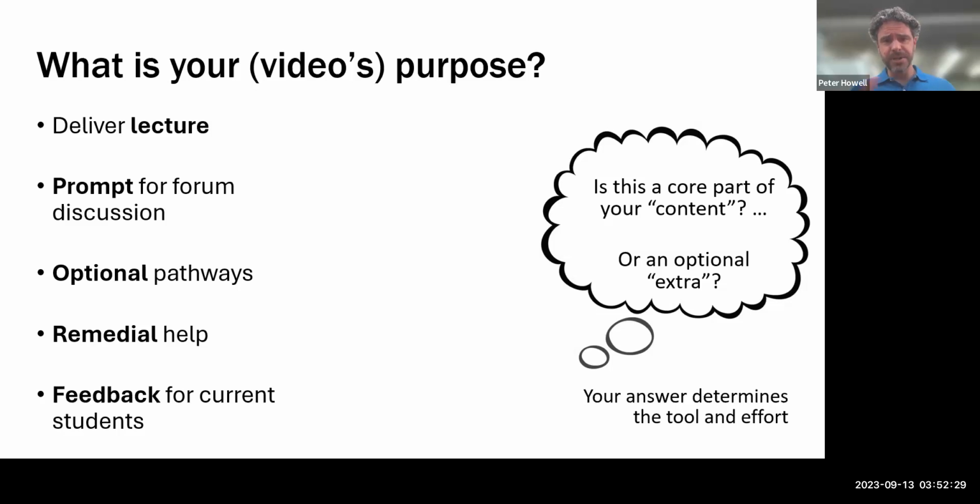So the answer to this question affects a lot. It affects your production values, like how much time you want to spend making it perfect. And it affects if you're legally required to do captions and do the full accessibility compliance. So if it's a required material, then it needs to have good, perfect captions and be accessible. If it's optional, or if it's only for one or a few students, then those requirements are relaxed a little bit.